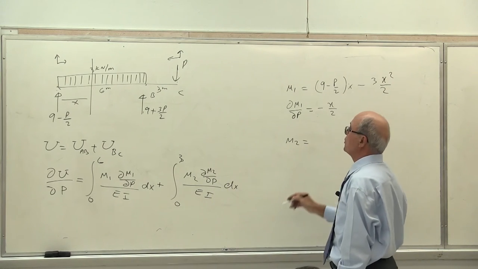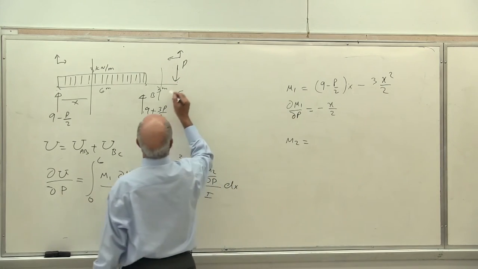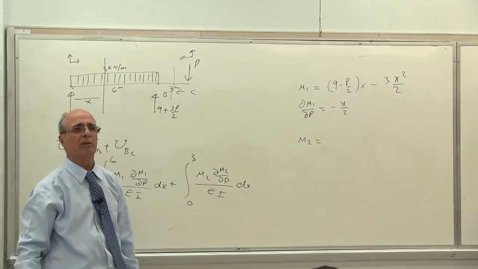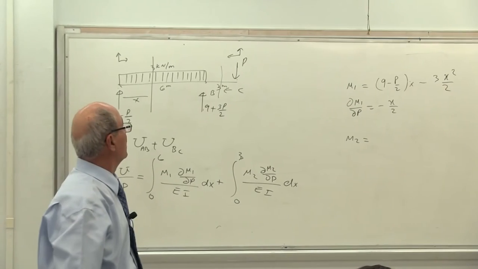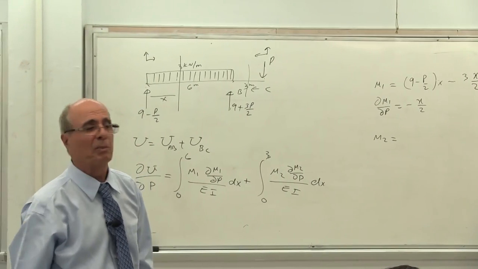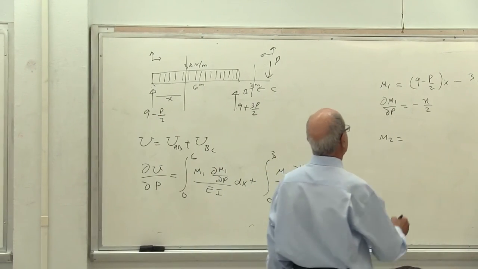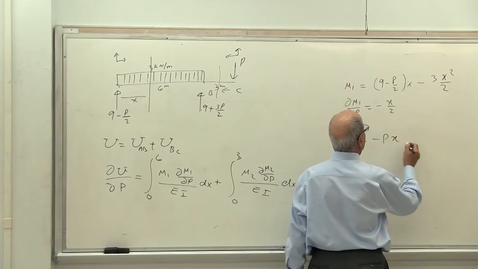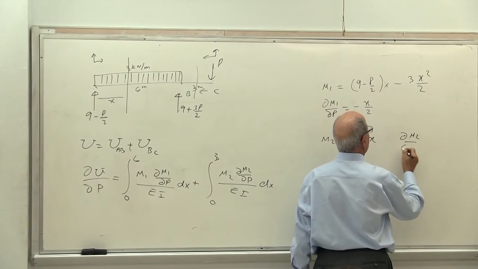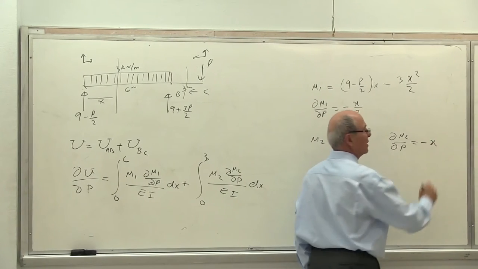That's done. M2 is what? M2, we are going this way. So we are going this way. Is that correct or not? Yes. So it is P times x, plus or minus? Minus. Very good. So minus Px. And its derivative, dM2 by dP, actually is minus x.